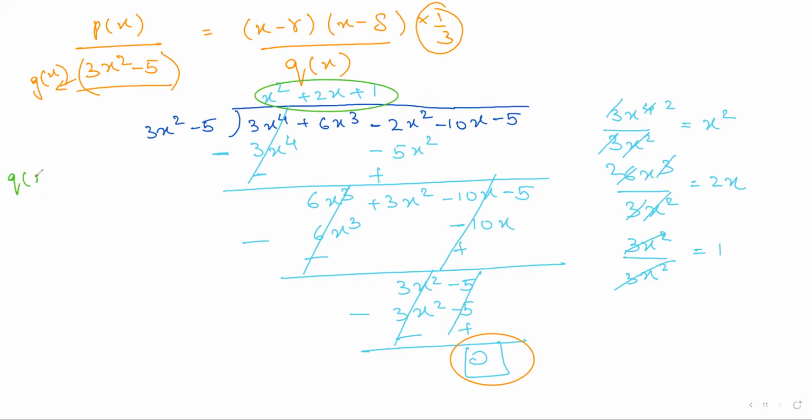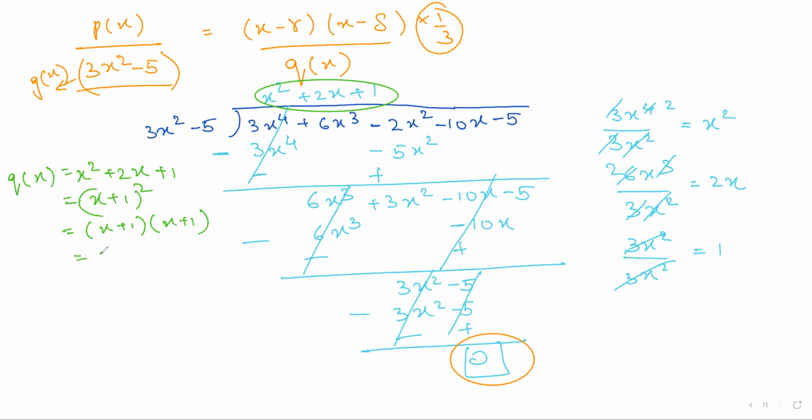Q of x is equal to x squared plus 2x plus 1. Squared means it's a quadratic polynomial. It has 2 roots or 2 zeros. By the middle term splitting method or by basic observation, it is (x plus 1) whole squared. Even if you solve it by the middle term splitting method, we'll end up with (x plus 1) into (x plus 1).